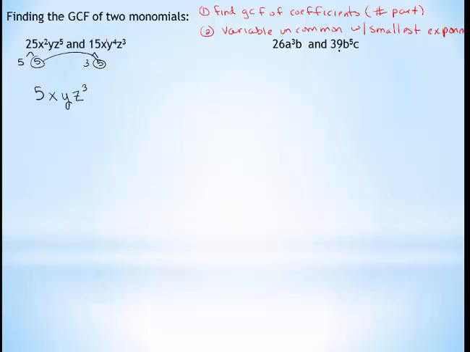Here I have a 26 and a 39. 26 is 2 times 13, and 39 is 3 times 13. So they have this 13 in common. I have 3 A's and no A's, so I can take no A's. I have 1 B and 5 B's, so I can bring 1 B. And I have no C's and 1 C, so I can bring no C's. So my greatest common factor would be 13B.